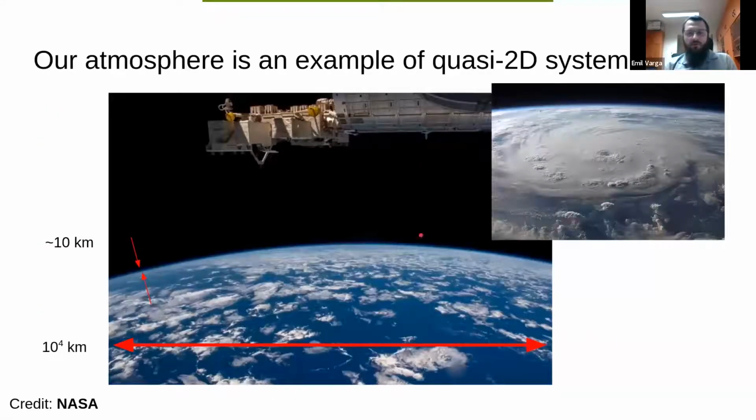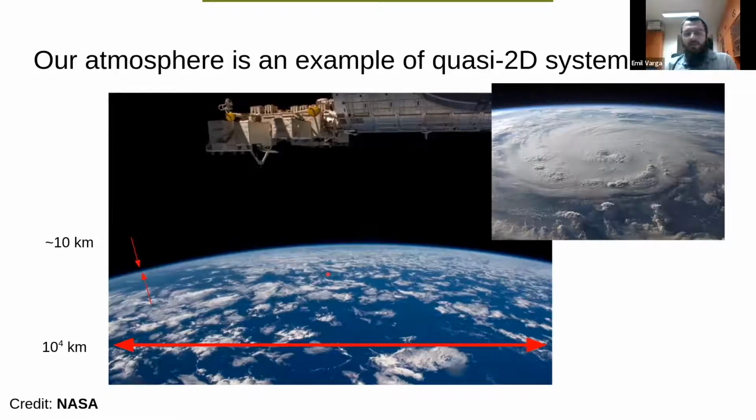Also, just a quick note: 2-dimensional flows might seem like a fairly academic exercise that's not applicable to anything, but it's actually quite abundant in nature. For example, if you think about our own atmosphere here on Earth, about 80% of the mass of the atmosphere is within 10 kilometers of the surface, but the size of the system, or the circumference of Earth, is about 12,000 kilometers. So to a good approximation, it's actually a quasi-2-dimensional system.